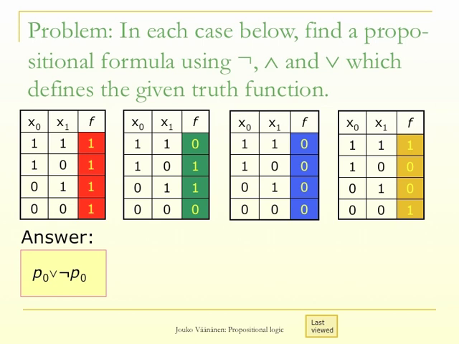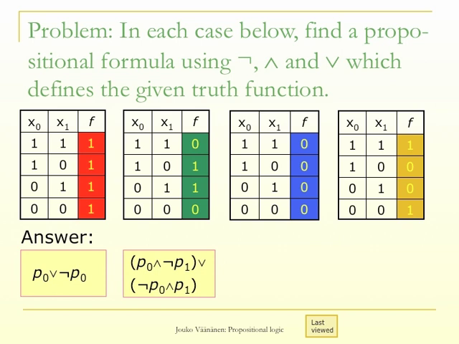The second truth function. This is a non-constant function, and we apply the method of disjunctive normal forms to it. There are two 1 rows, the second and the third, so we build a disjunction of two formulas. The first disjunct is P0 and not P1, and the second disjunct is not P0 and P1. So the formula is (P0 and not P1) or (not P0 and P1).